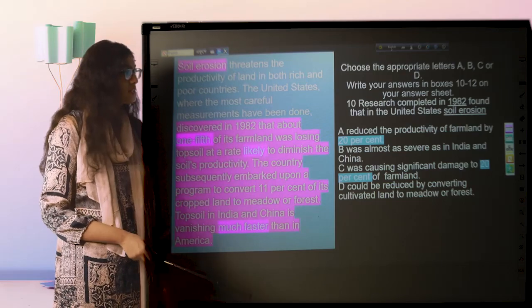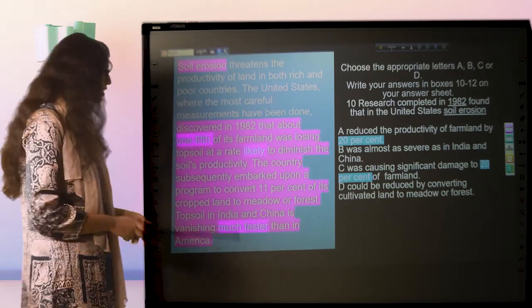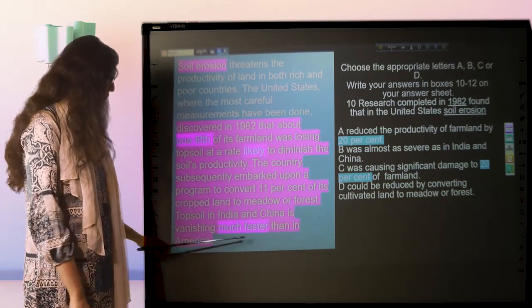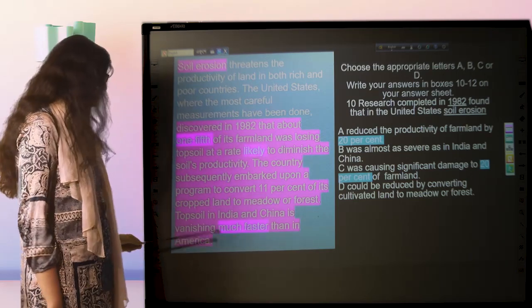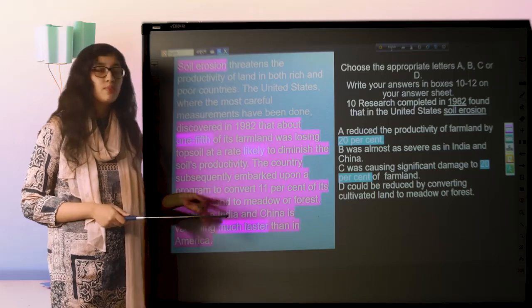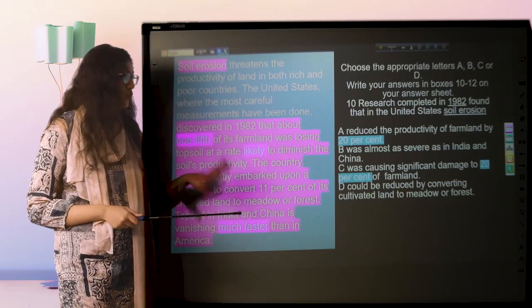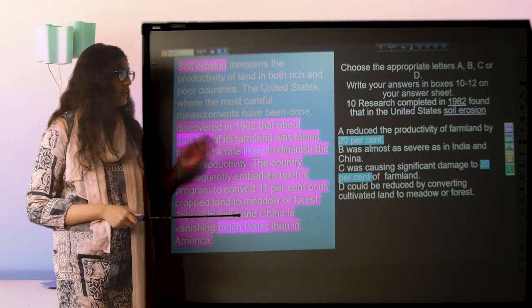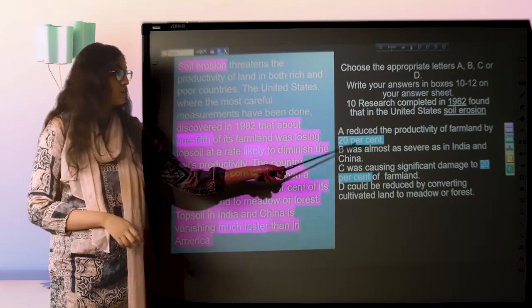Now let's look at the second option, which says soil erosion in the United States was almost as severe as in India and China. Earlier we read, over here I've highlighted, as you can see, that topsoil in India and China was vanishing much faster than in America, which means that in India and China it was more severe than in the US. So B is also incorrect.